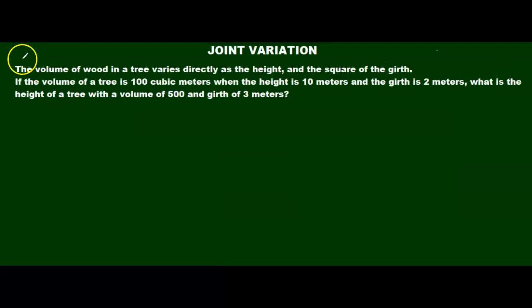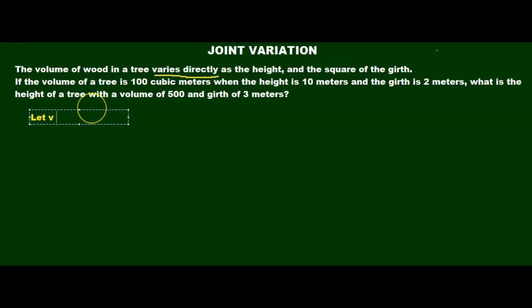Here's another one. The volume of wood in a tree varies directly as the height and the square of the girth. If you notice, in this case, they didn't tell us that it's a joint variation, but it told us that they are directly varying with the height and the square of its girth. If the volume of a tree is 100 cubic meters when the height is 10 meters and the girth is 2 meters, what is the height of the tree with a volume of 500 and a girth of 3 meters?